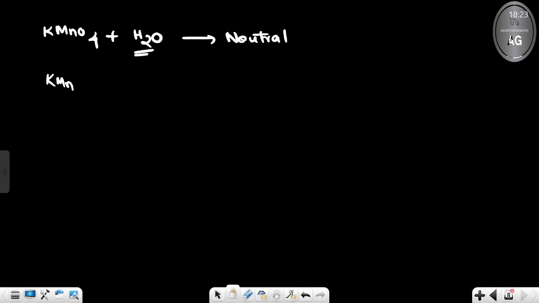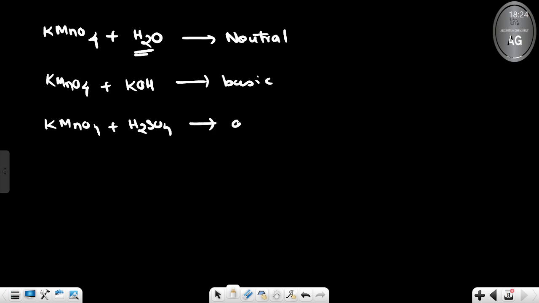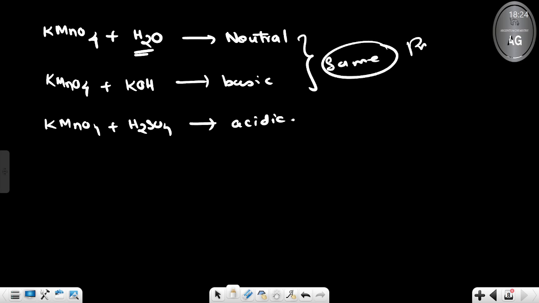Next, if you see it is given KMnO4 plus KOH, then this is a basic medium. And if you see KMnO4 plus H2SO4, which you will see mostly, this will be an acidic medium. But what am I telling you? Basic medium and neutral medium, basically they are the same. They are the same means their products are the same. So you need not remember them as two separate things. Their products are entirely the same.